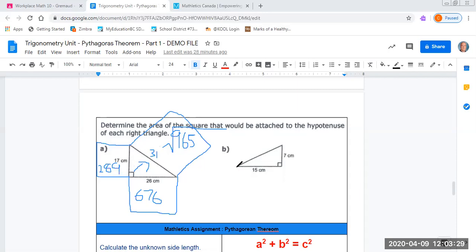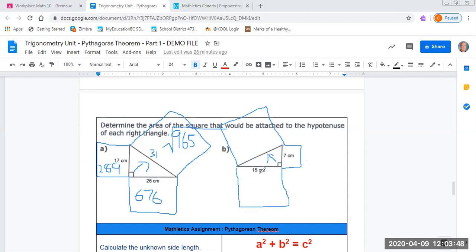So let's take a look at this one over here now. So the hypotenuse, once again, is over here. This is the longest side, so we're expecting this square to be the biggest square. These squares should be much, well, not much, but smaller.